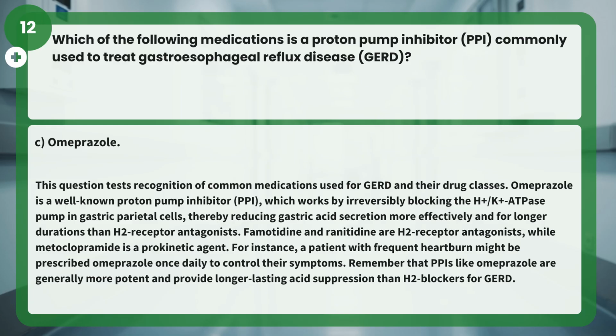For instance, a patient with frequent heartburn might be prescribed omeprazole once daily to control their symptoms. Remember that PPIs like omeprazole are generally more potent and provide longer-lasting acid suppression than H2 blockers for GERD.